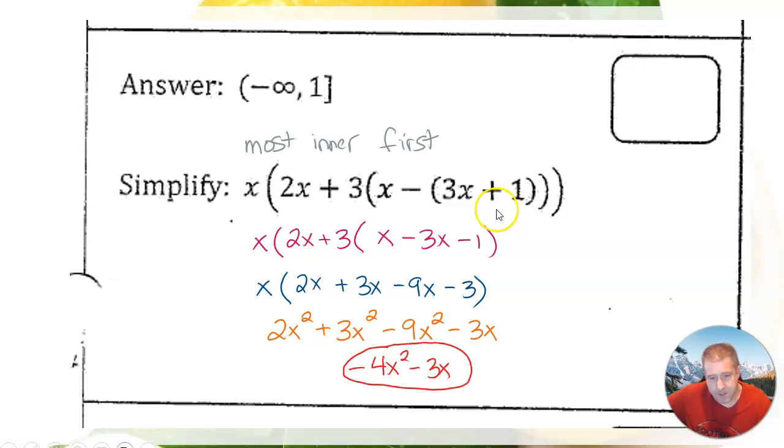All right, for our next question, this is basically a question where you're just following the order of operations.